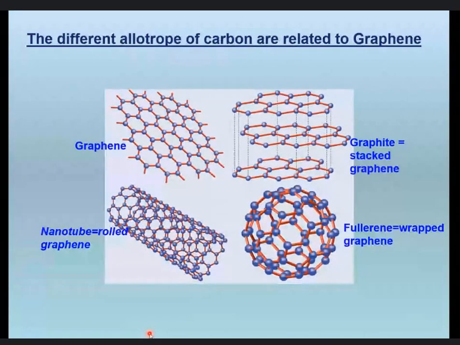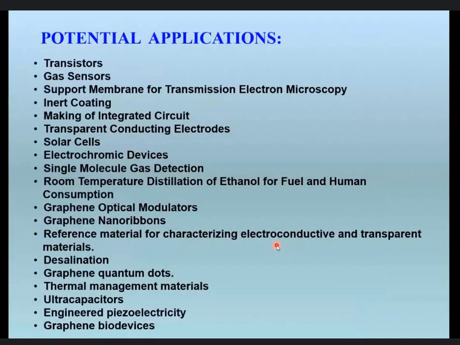And these different allotropes of carbon are therefore related to graphene, in fact. So if I call this graphene, one layer, then graphite will be stacked graphene, as you see there, or nanotube will be rolled graphene, and fullerene will be wrapped graphene. So this is one way of understanding the allotropes of carbon in terms of graphene. Graphene stacked is graphite. If you roll it, the nanotube, and if you wrap it, it's called the fullerene. So that's all about graphene. I'm not going into details of that.